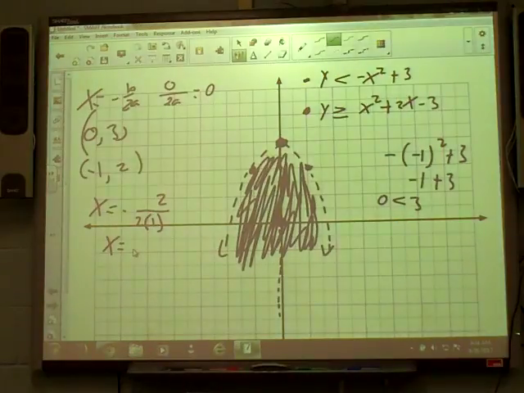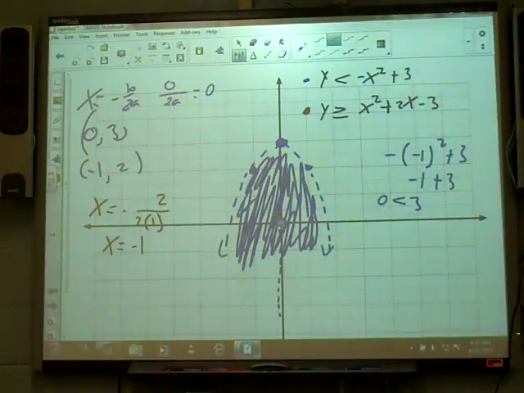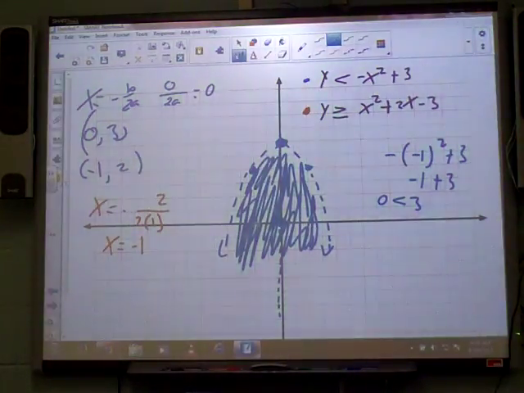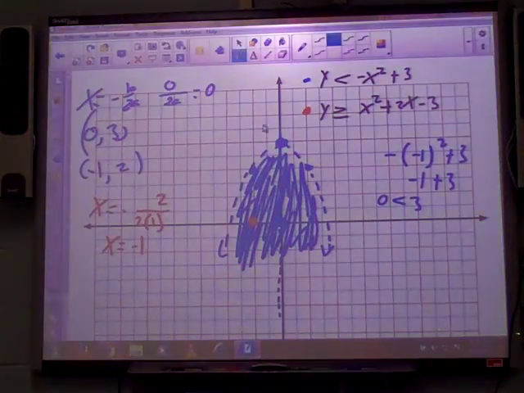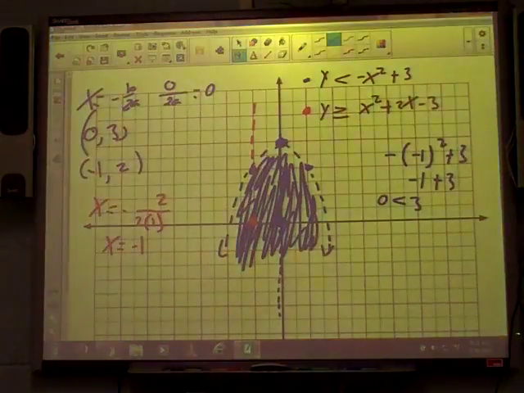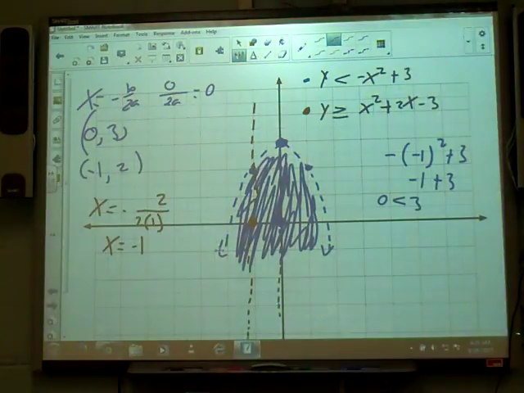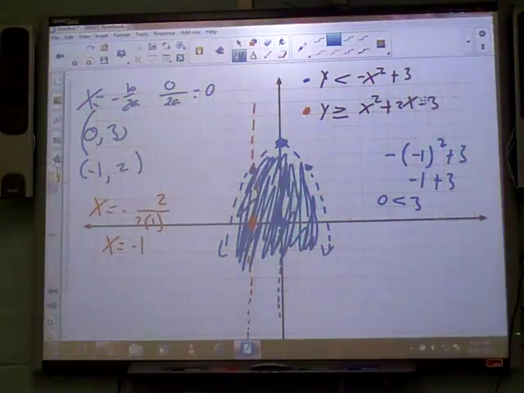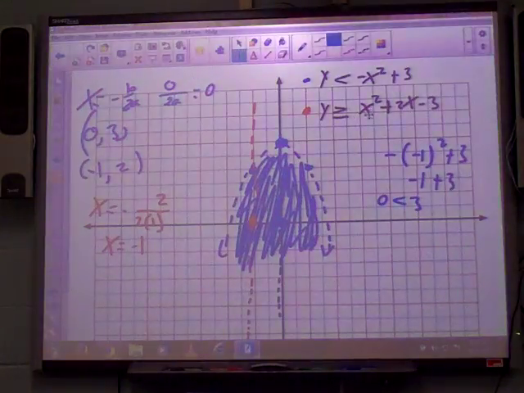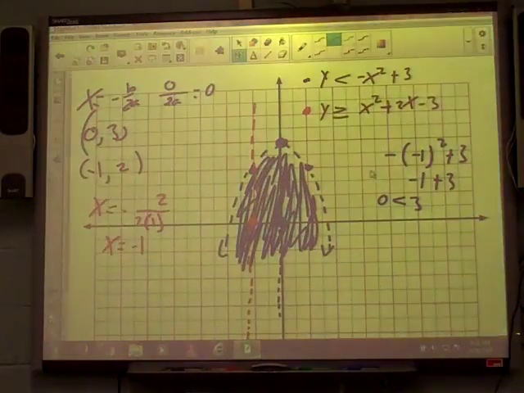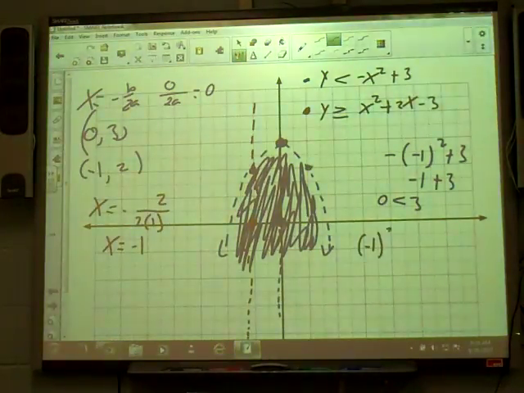So I'm going to go left 1. It's hard to read when I scribble all over the place. Left 1. There's my axis of symmetry for this new one. Now I have to plug -1 back into the second one to find my y. So it's 2 plus 2 minus 3, so it's 0.